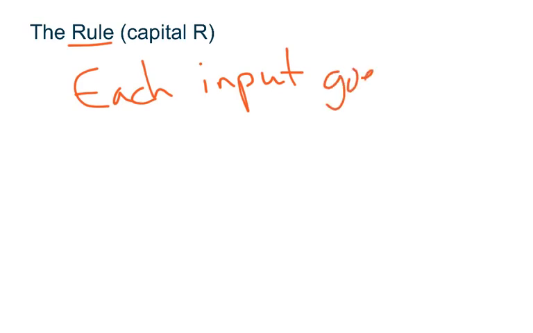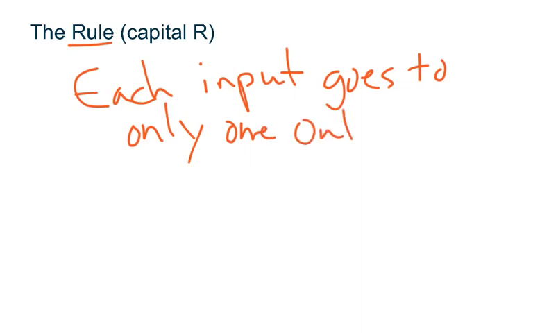And so now let's talk about the rule. When it comes to functions, there are two rules. There's the rule with the capital R, and there's the rule with the lowercase r. The one we're talking about right now is the capital R. So this is the big one. And it's really simple. It's what defines a function, which is that each input goes to only one output. All right, now that's part of the definition.